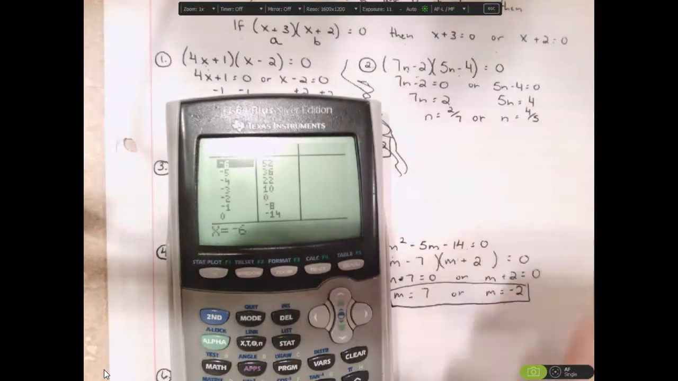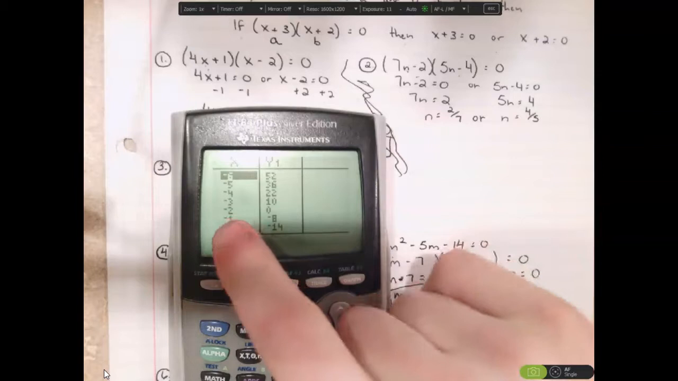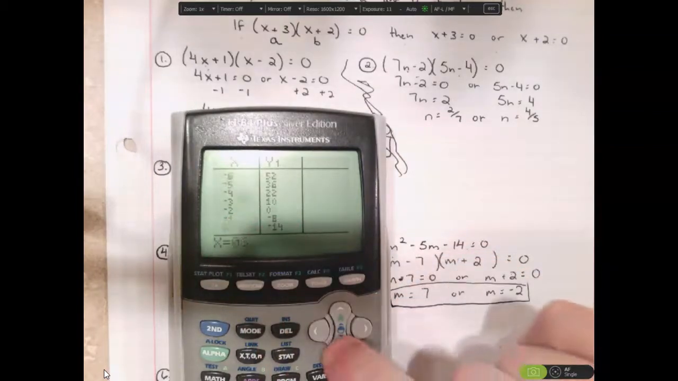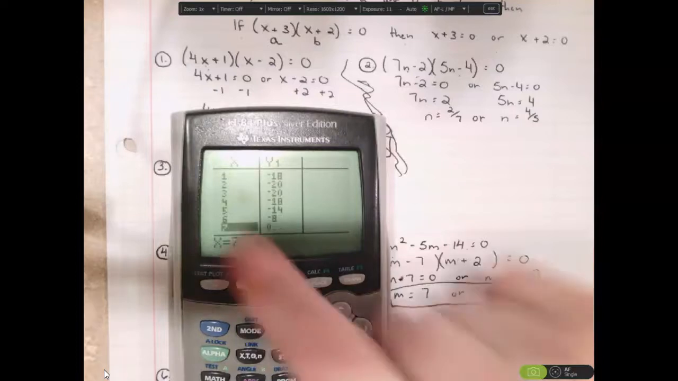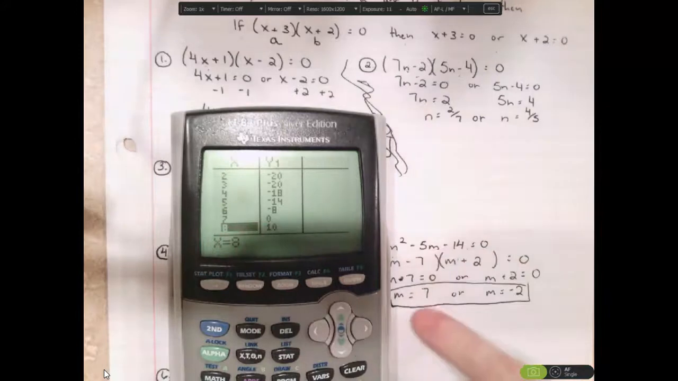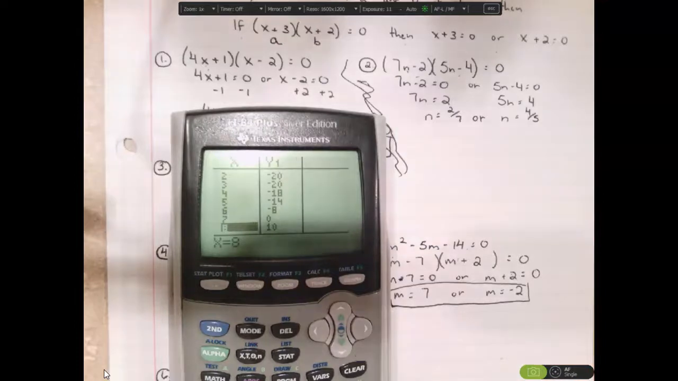And this is just another way of checking your work. If I go into my calculator, -2, 0, that's one of my solutions here. And then if I arrow down, hey, there we go, 7 and 0. So that's my other solution, and those are the two numbers that I got, so 7 and -2. And those should both pop up with zeros next to them because they are the solutions.